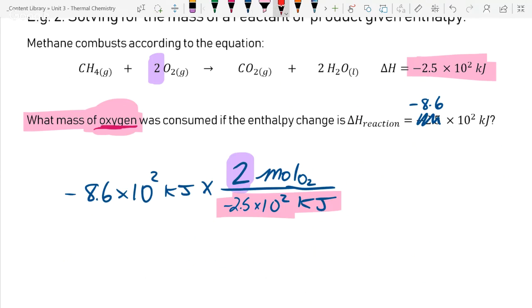Okay, if I stopped calculating now, what cancels? Good. So if I were to stop calculating now, what would I know? I would know how many moles of oxygen I must have used in this reaction, which is really close. But what does the question ask? Yeah, it asks what mass of oxygen. So I need one more step.